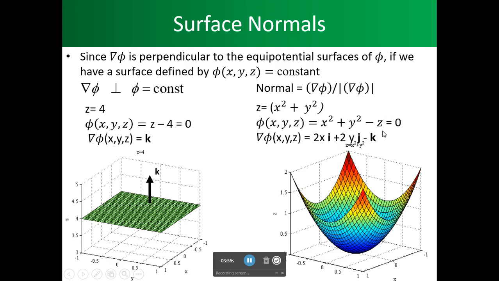Then we take the partial with respect to x. We get 2x, and it's in the i direction. We take the partial with respect to y. We get 2y in the j direction. And if we take the partial with respect to minus z, we get a minus 1, which gives us a minus k.